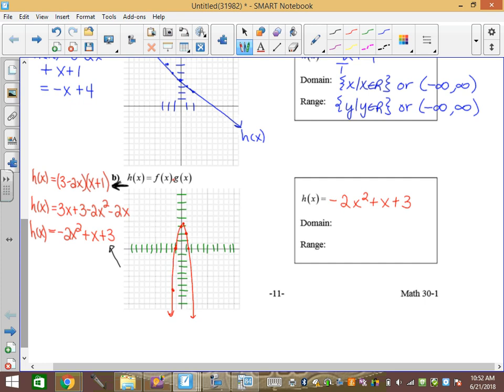Now my domain is x ∈ R for set notation, or -infinity, +infinity for interval. And my range is y such that y is less than or equal to 3.125, or the fraction we found, y ∈ R, or -infinity to 3.125, square bracket, equal to. Right.